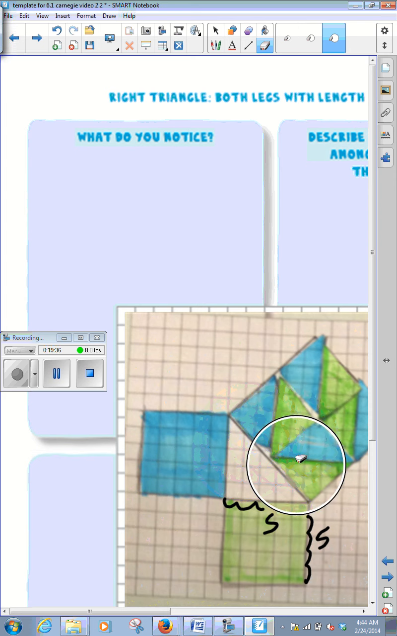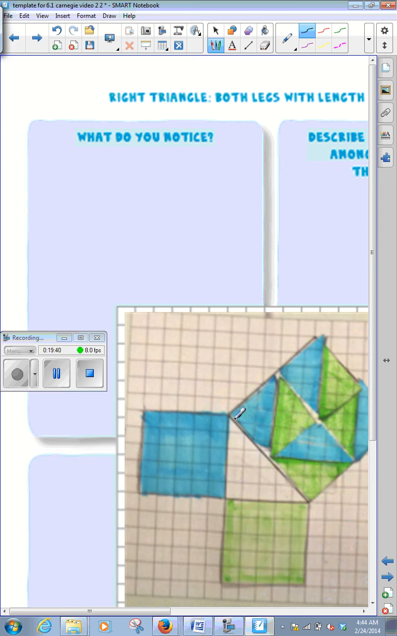A really super common mistake that a lot of kids make is they just try to count from here, and that doesn't work. Because actually, the distance going straight up and down the square is not the same distance as going diagonally across the square. So we can't just count this. We've got to figure out another way.